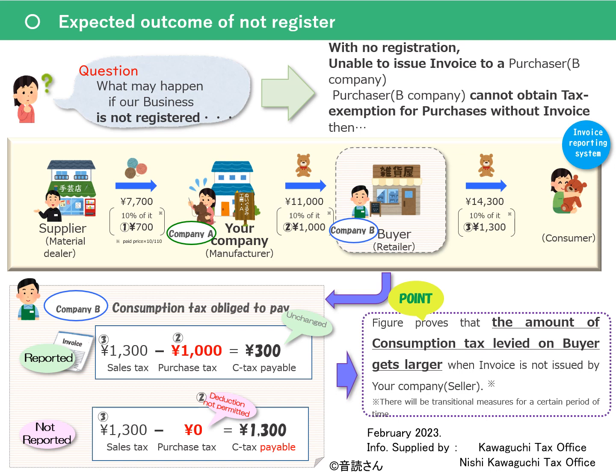As a result, retailer B will be levied 1,300 yen of consumption tax on its transaction. In this case, retailer B needs to pay 1,000 yen more than the one it has to pay with an invoice issuing business. As you can see, if a seller is not registered as an invoice issuing business, the purchaser from that business is required to pay a larger amount of consumption tax compared to the transaction with an invoice issuing registered business.